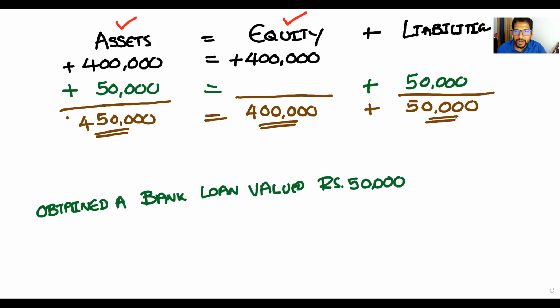This is what you mean by the basic accounting equation. This particular agreement has to be satisfied everywhere. Are we clear?